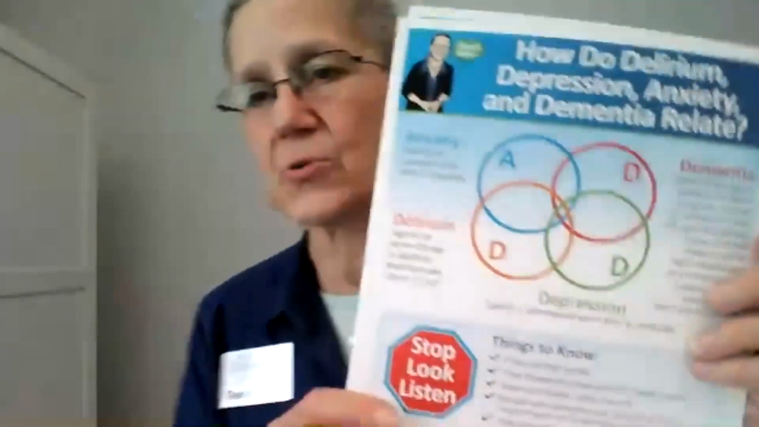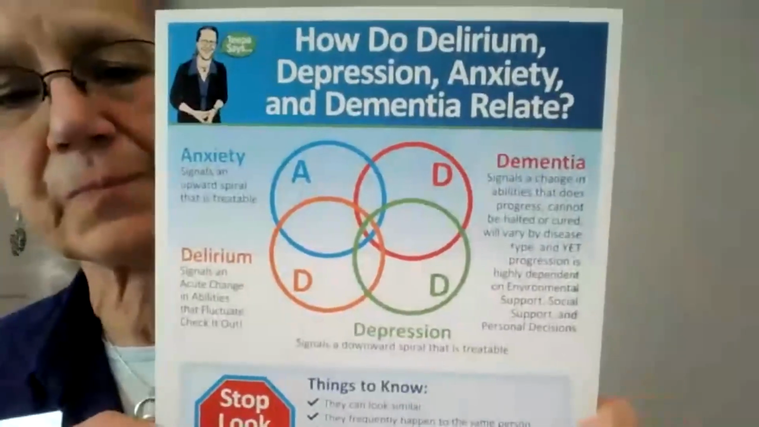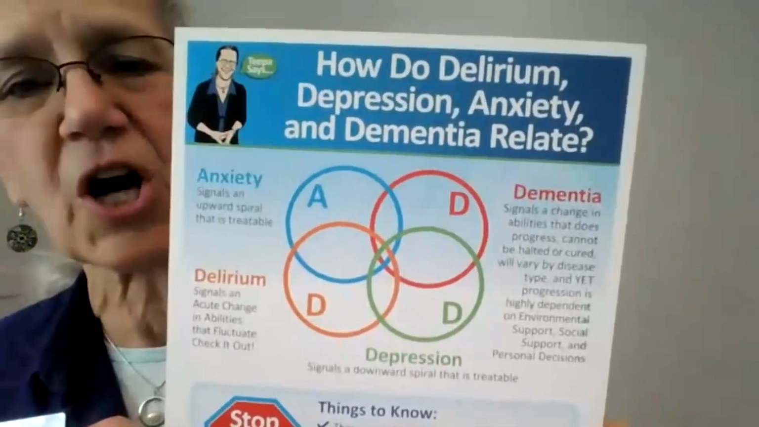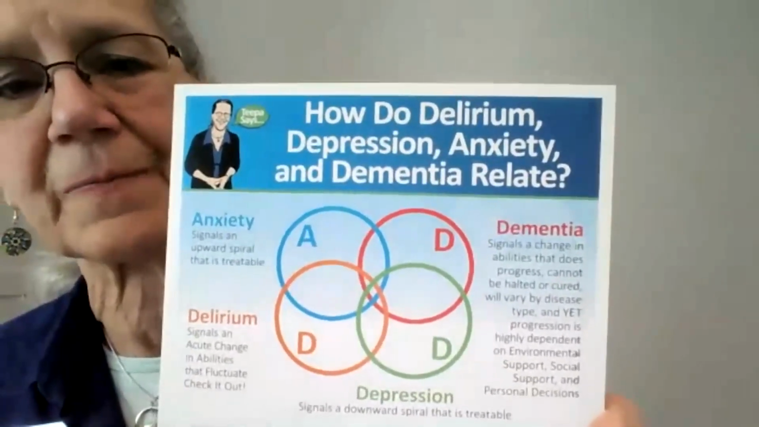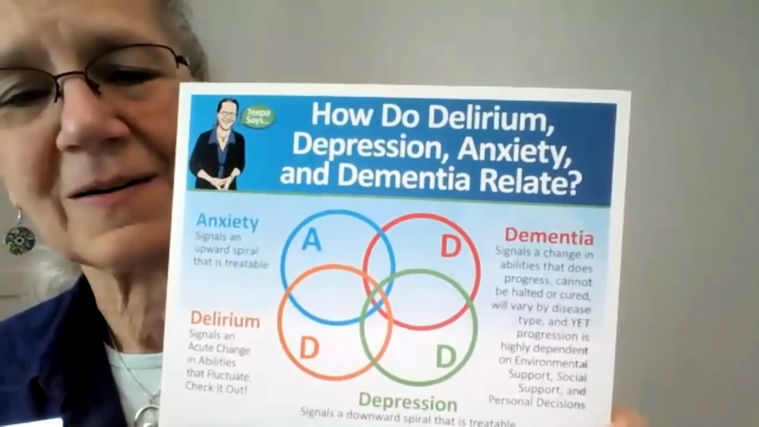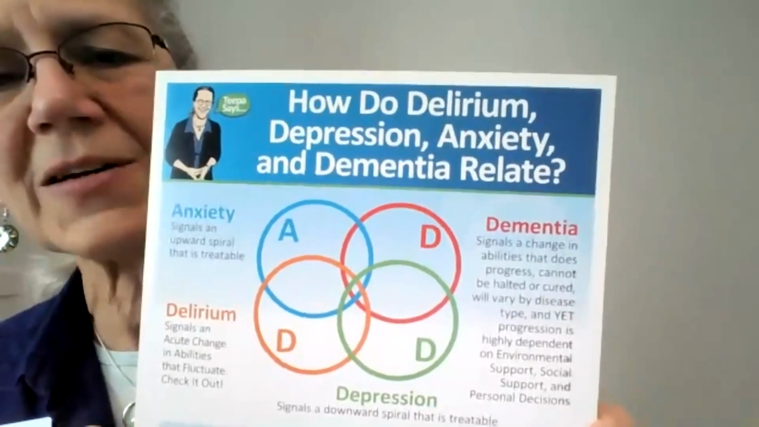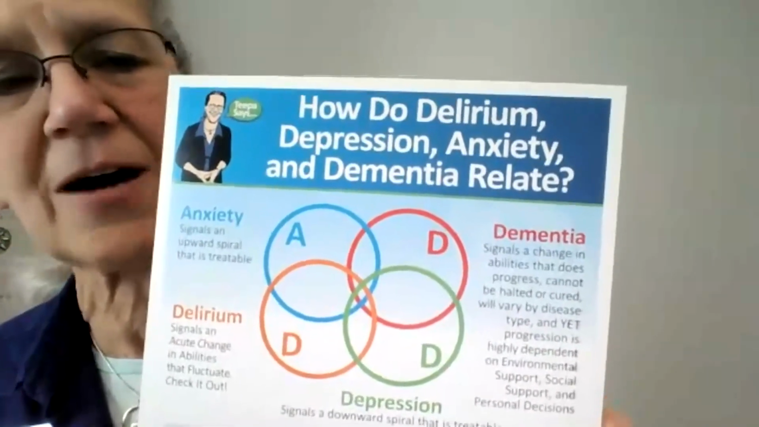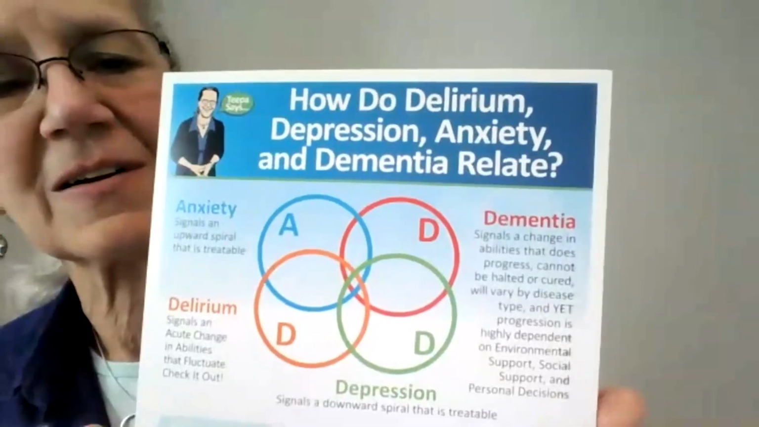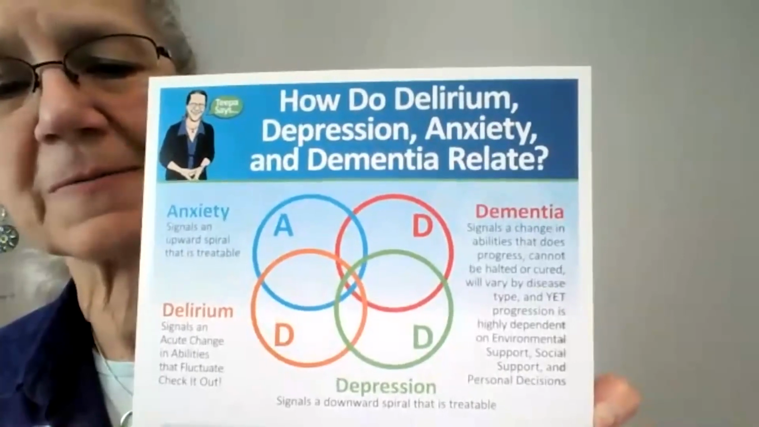Let's look at these two posters. And I'm going to go ahead and hold them up close and personal for you. I'm just going to show you the top part first. Let me see if I can sneak it so you can just see the top part. All right. So how do these guys relate? Delirium, depression, anxiety, and dementia. How do they relate? What are you noticing on this one?